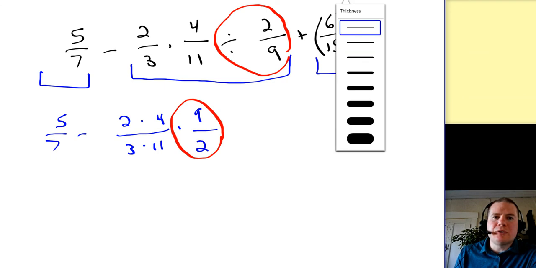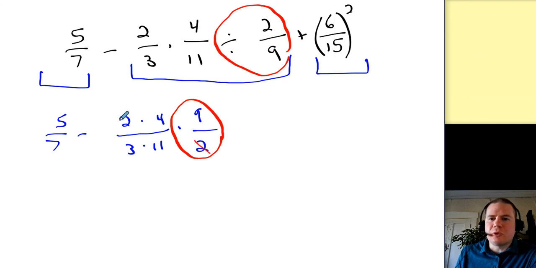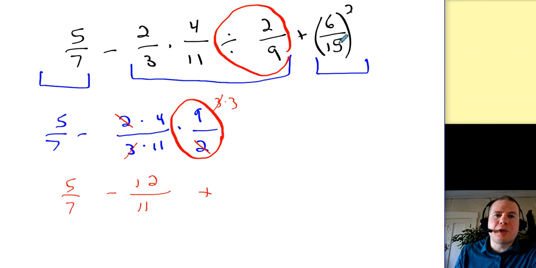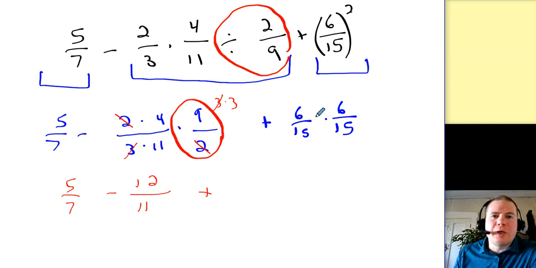And now I can see the 2 cancels with 2. 9 is really 3 times 3, so 3 cancels with 3. I'm left with 4 times 3, that's 12, over just the 11. And then over here, something in parentheses is being squared. So it's that thing. Let's go back to the blue. Times itself.